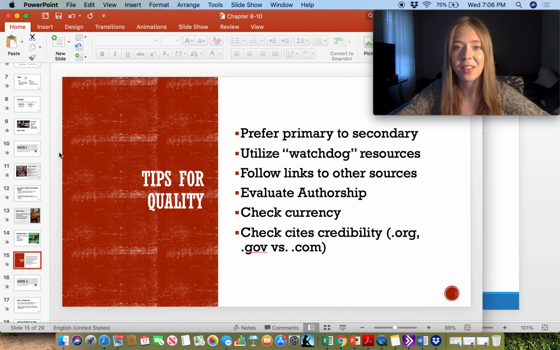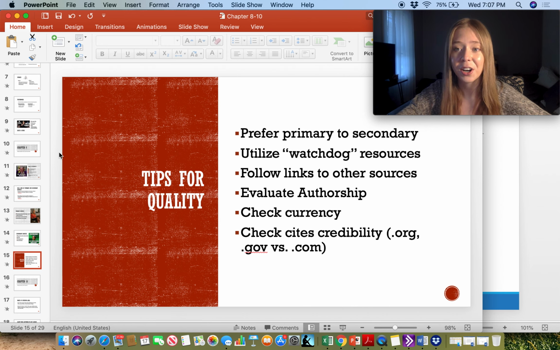Next is to evaluate the authorship. If an article doesn't have an author, unless it's from a government website or something like that, it's usually cause for concern. Most reliable publications, even if they're about sports or things like that, always have an author attached, and that adds a huge amount of credibility to a source. So I would definitely say it's a red flag if there is no author listed.